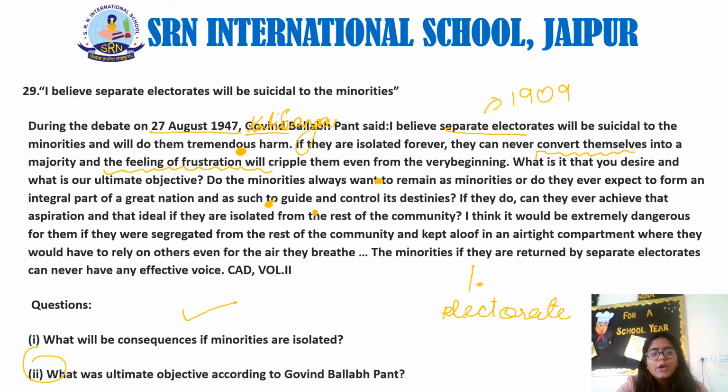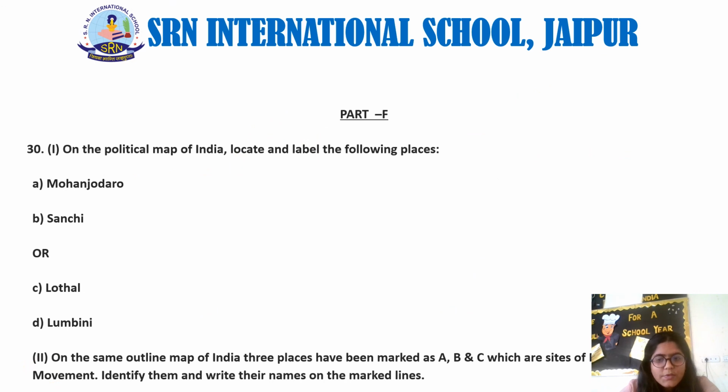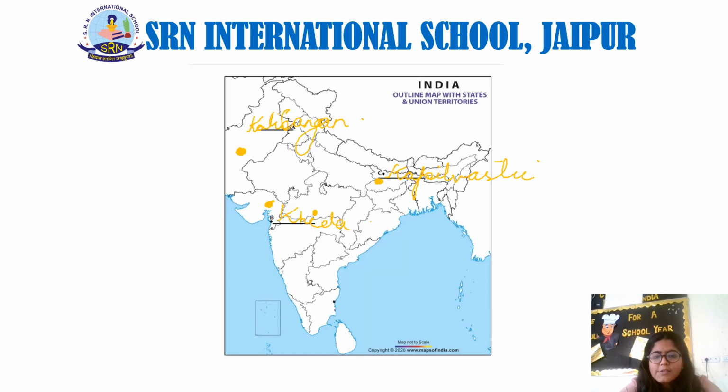And lastly, we're going to do a map question. The next question is a map based question. On the map we have to locate Mohenjo-daro, Sanchi, Lothal, Lumbini, and there are three places marked with A, B, C. We have to name these sites as well. So let us move to the next slide where the map is. As you can see, I've already marked them down here.